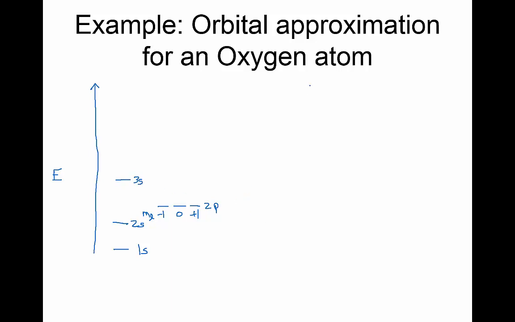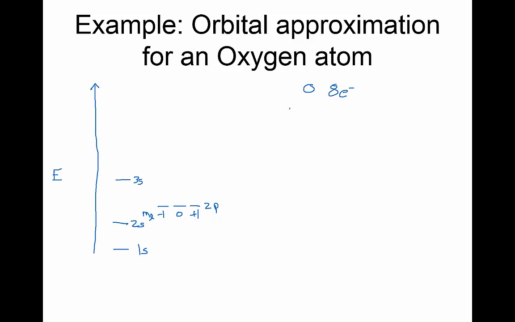So let's look at an oxygen atom. How many electrons does an oxygen atom have? Looking on the periodic table, we see that an oxygen atom has 8 protons, that's the atomic number, so it's going to have 8 electrons in the neutral atom as well, because we have to balance out the protons in the nucleus. So we've got 8 electrons to assign to orbitals.